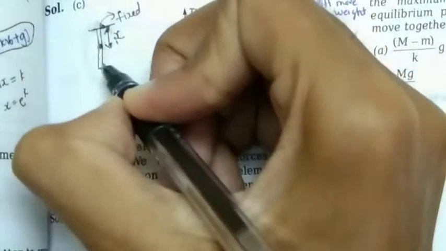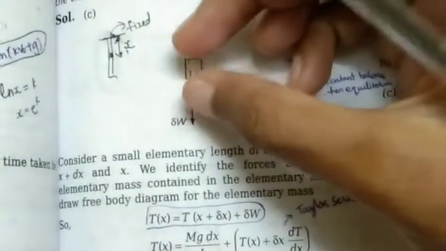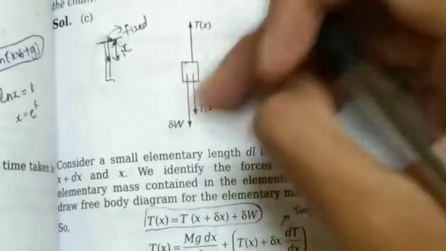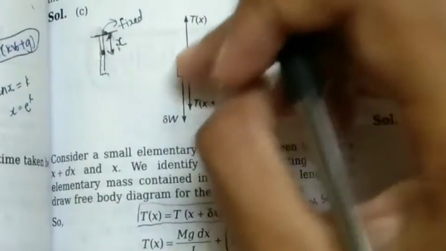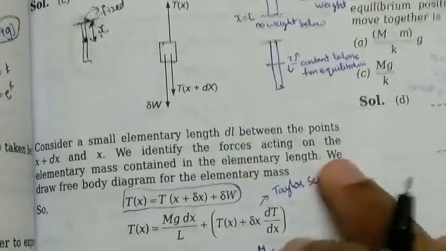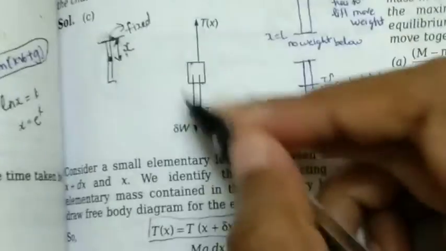So this is the overall chain. Here we are taking a little bit of elementary length, a little bit cut. We are just imagining. So what would be happening for this elementary length? We need to identify the forces on an elementary mass in the elementary length. We draw a free body diagram. So what are all the forces acting on this elementary length?